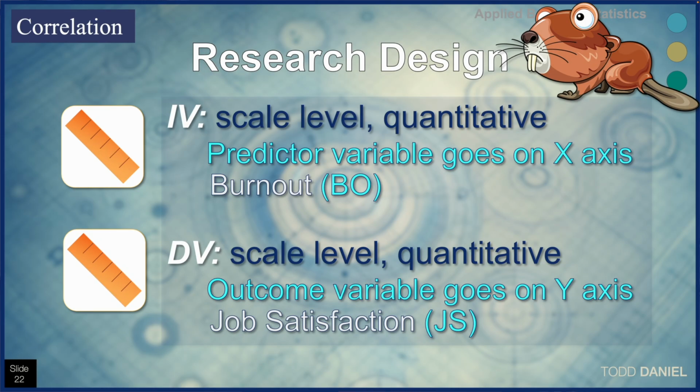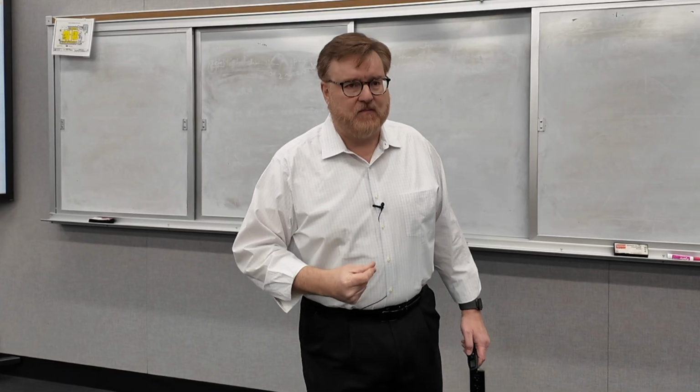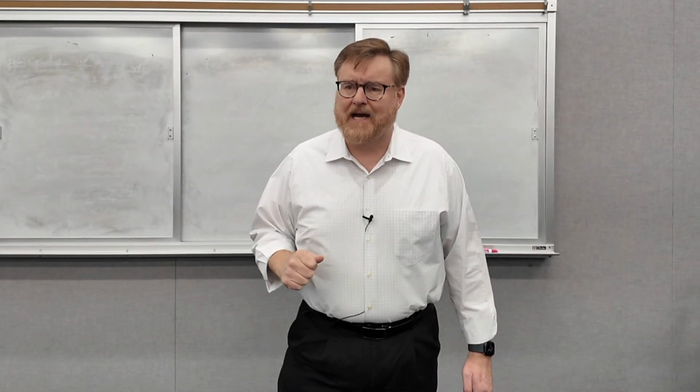The first variable, burnout, is going to be our independent variable. So it has to be scale level, it has to be quantitative. It's the variable that's going to go on the x-axis. The second variable is our dependent variable, that's job satisfaction. That's the one that will go on our y-axis. So now we have two scale variables, one on the x-axis, one on the y-axis.